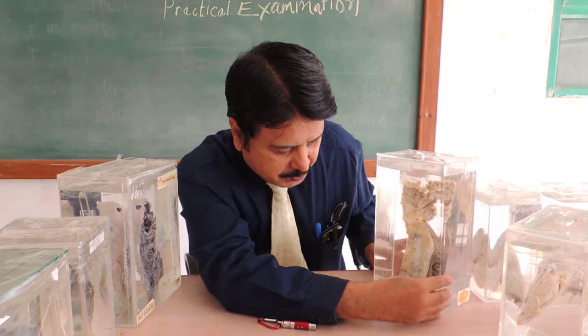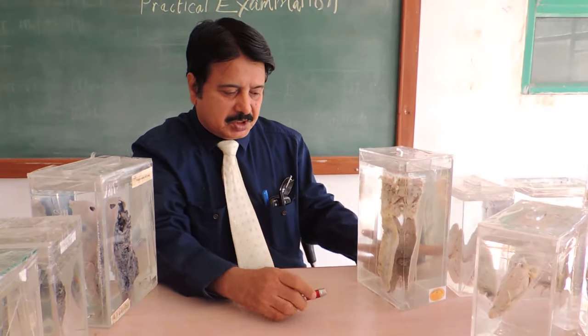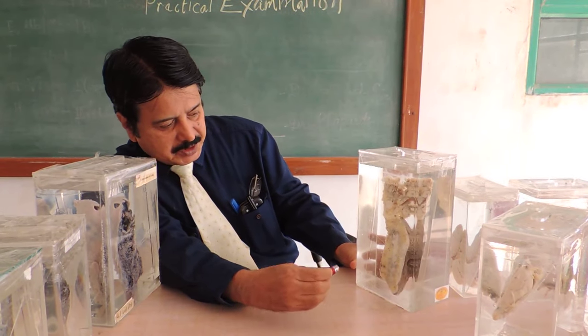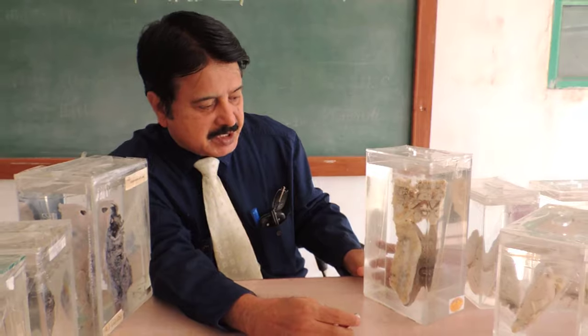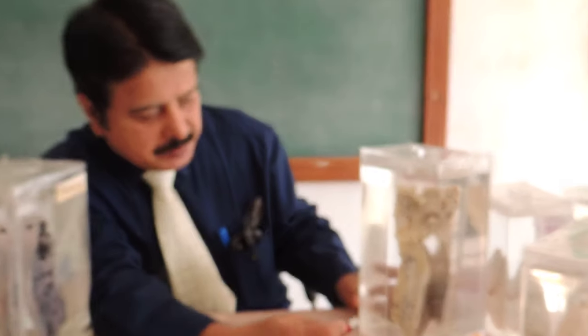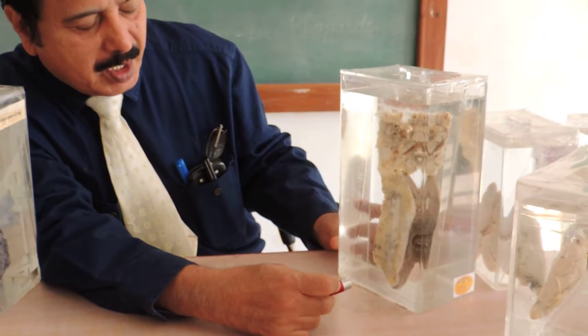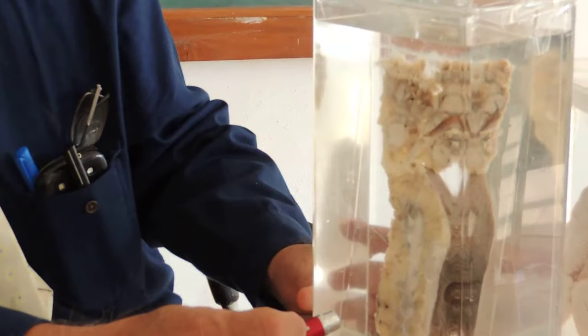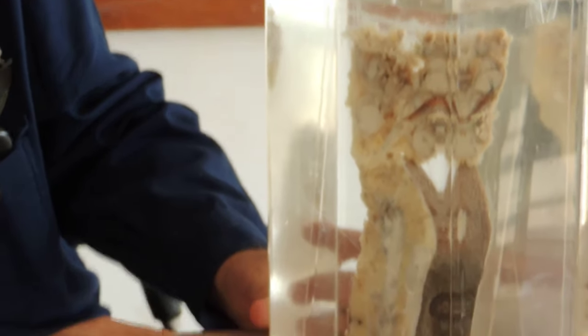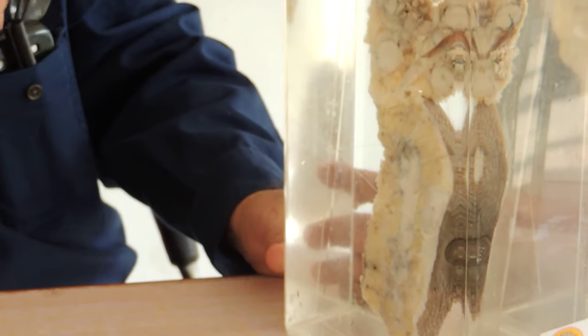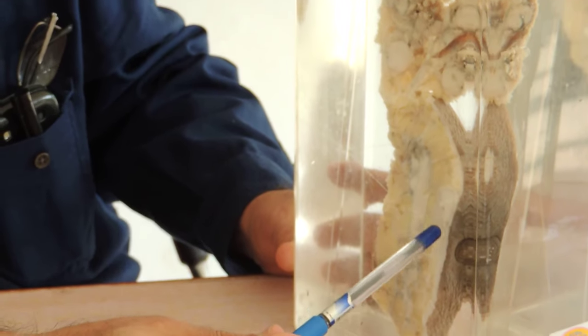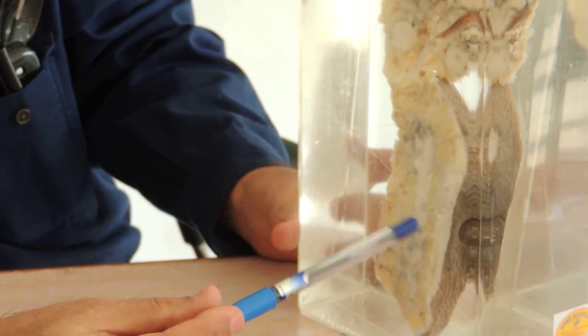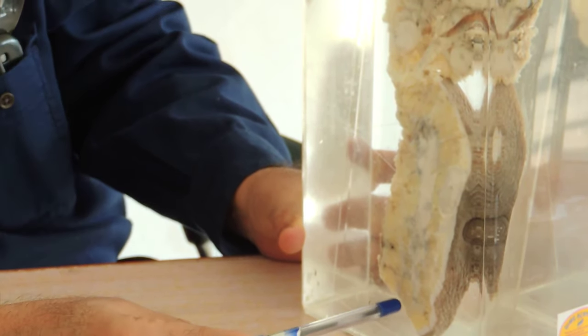Now take this specimen for example. This specimen is, I would say, the specimen of the breast, as is evidenced by the shape and the overlying skin. In the center you can see the nipple. So this is the specimen of the breast.